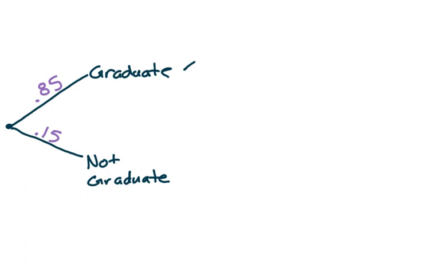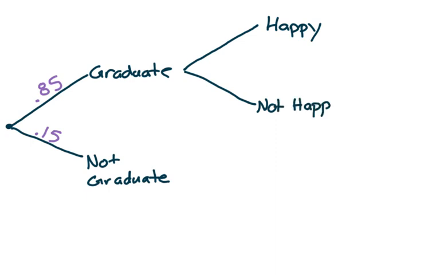So off my graduate branch, I'm going to split it into 2 branches again. So you can either be happy with your current job, or you could be not happy. Now it said that 90% are happy. So my happy branch has a value of 0.9, which means my not happy branch has a value of 0.10.